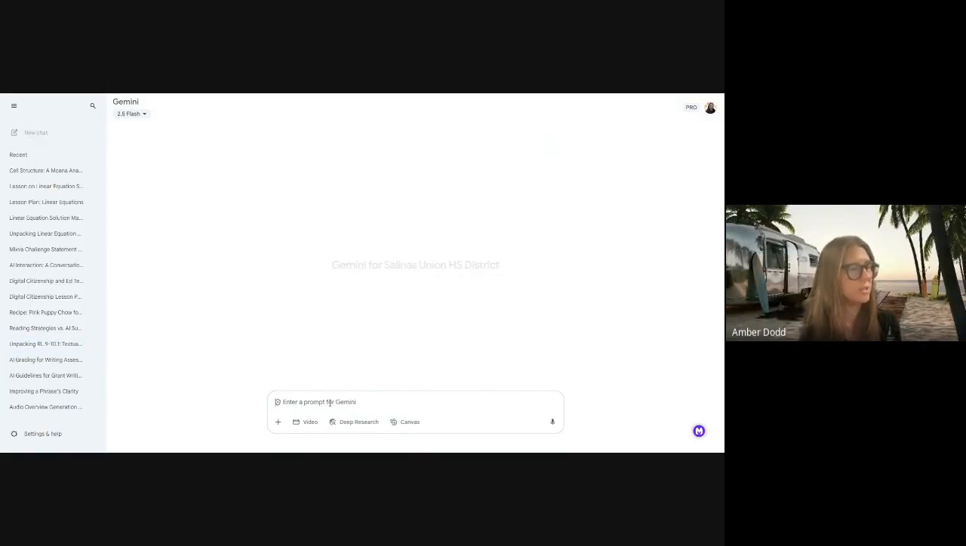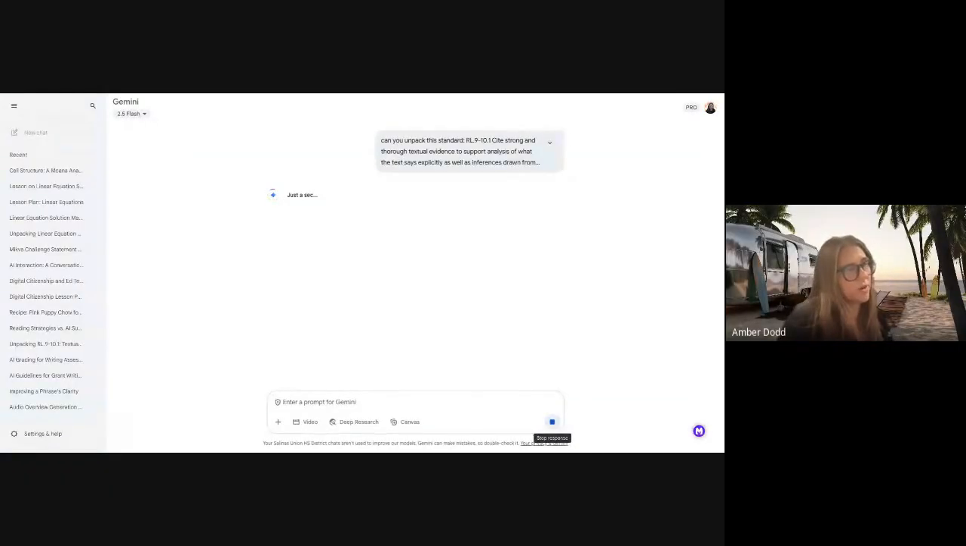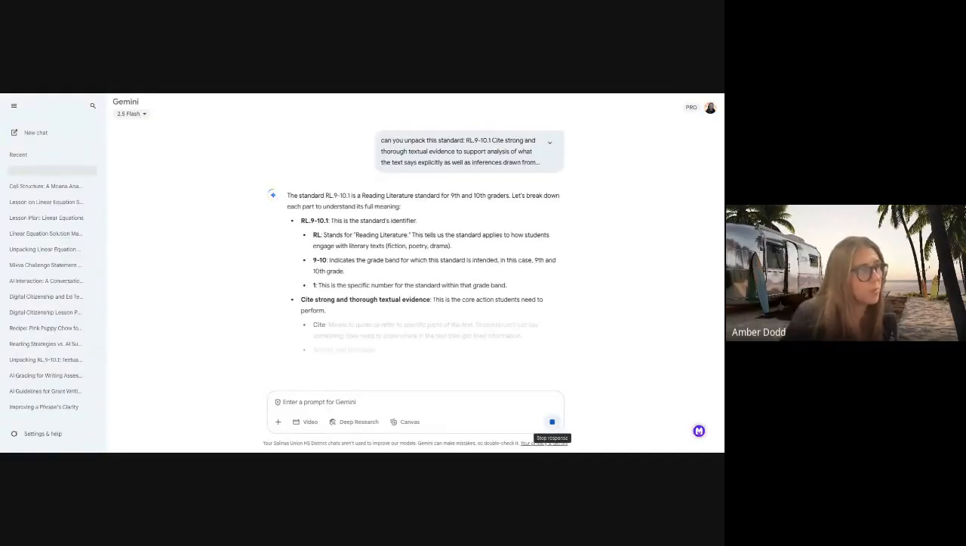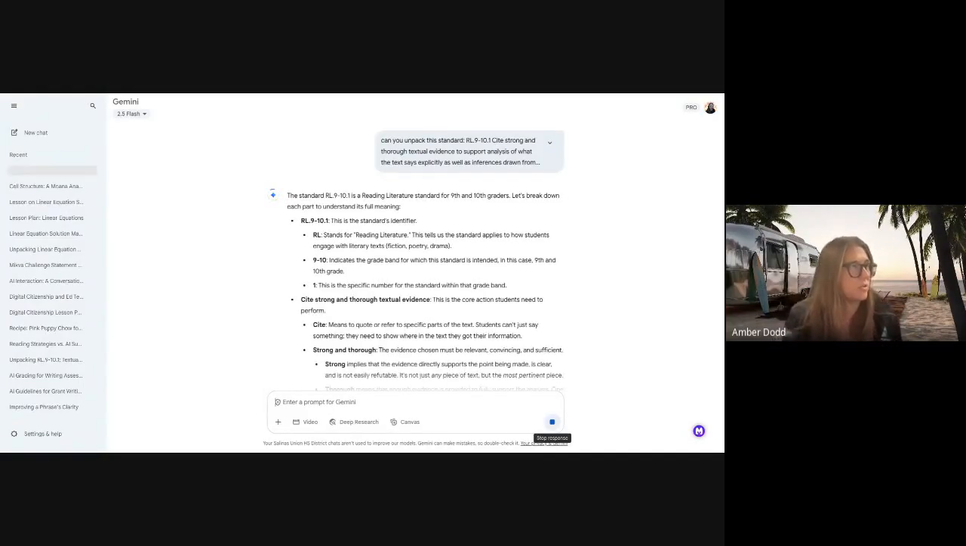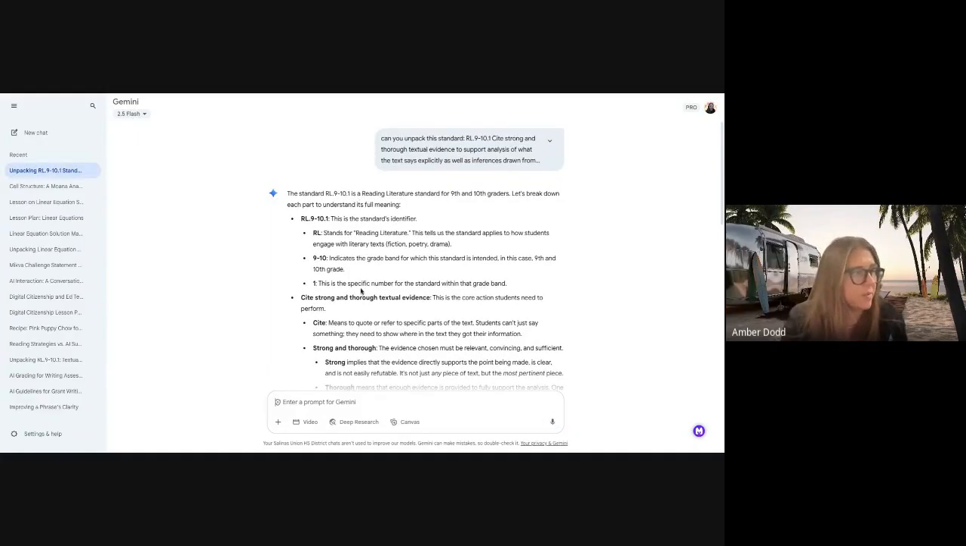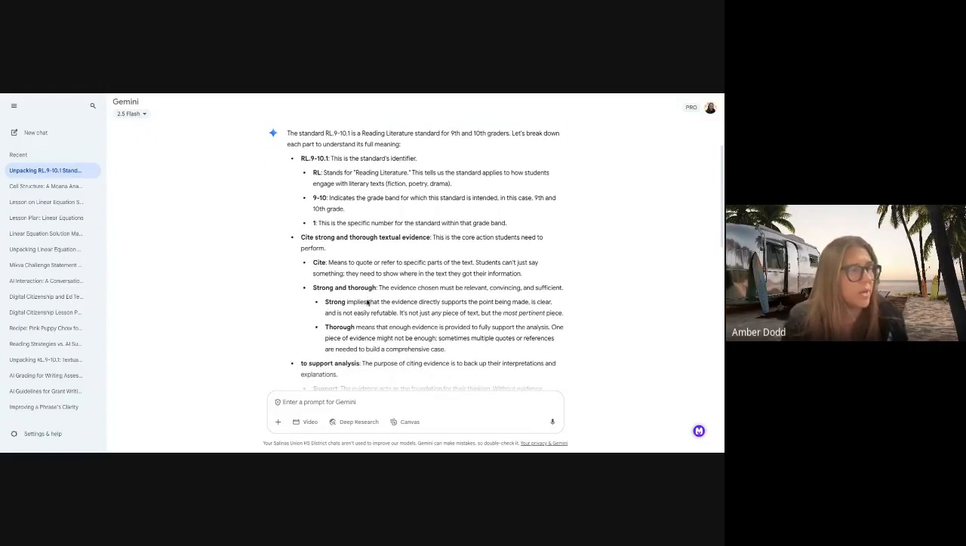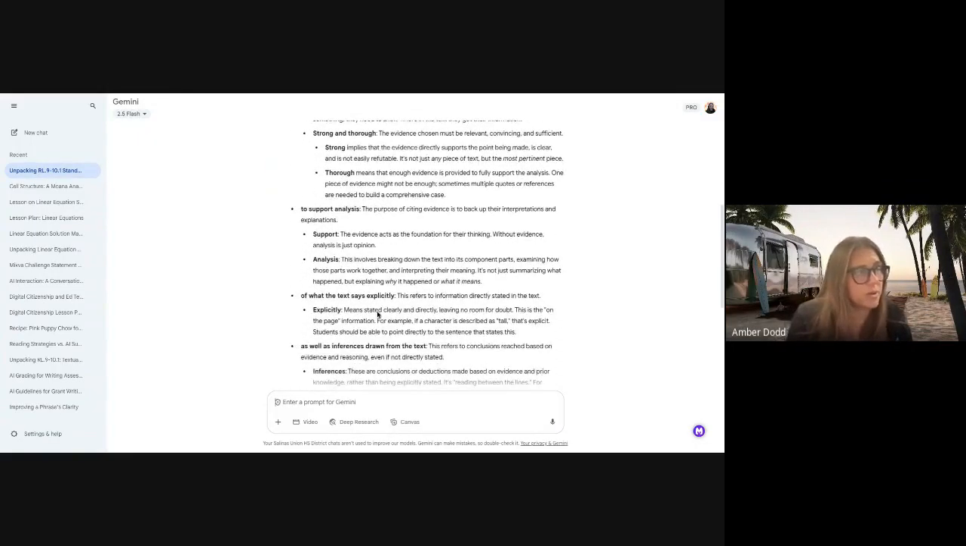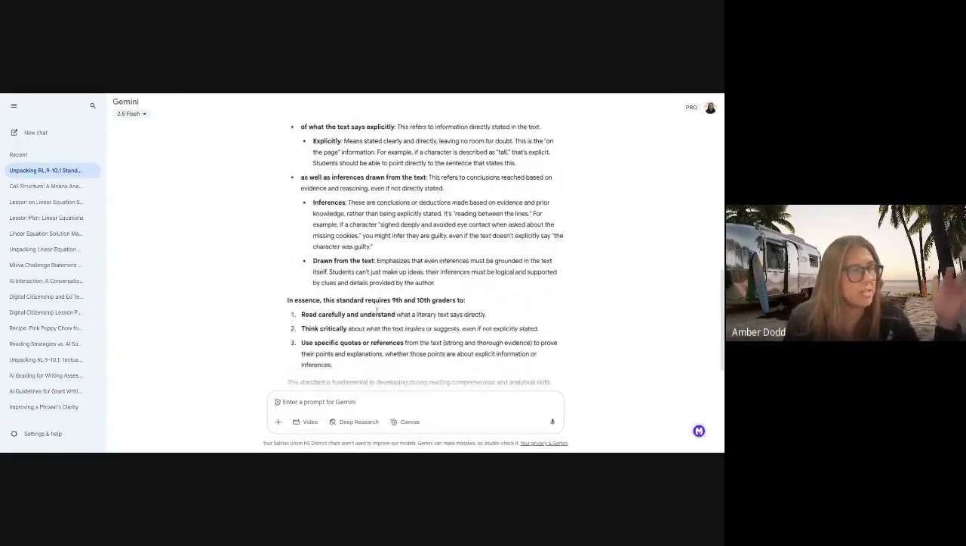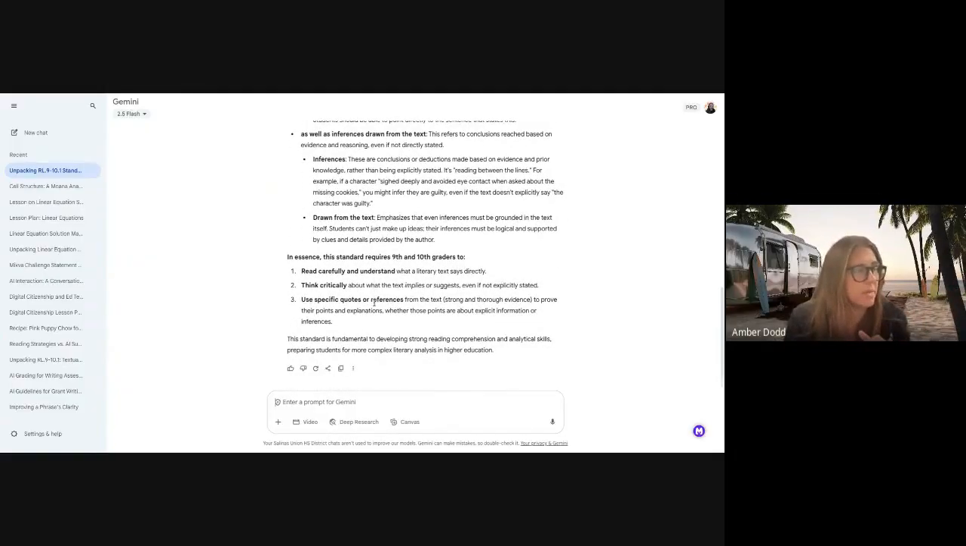And so I'm just going to write that first one. Can you unpack this standard, RL 9.10.1, cite strong and thorough evidence? So I have here, it says breakdown. So this is what this means. This is what to support analysis means. It's breaking down exactly what it means.